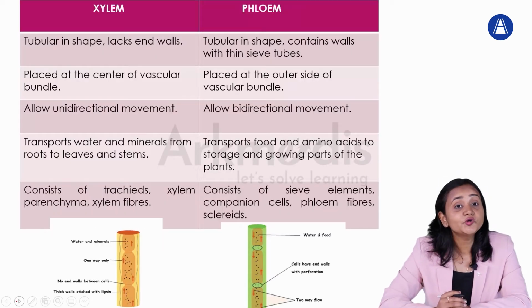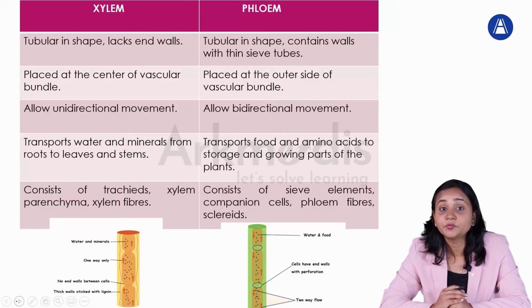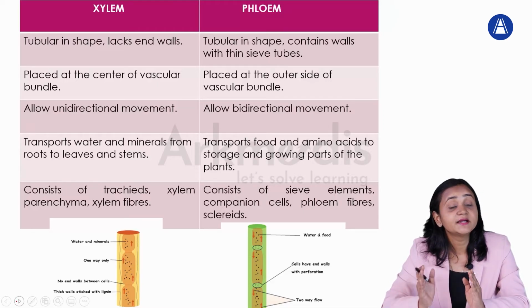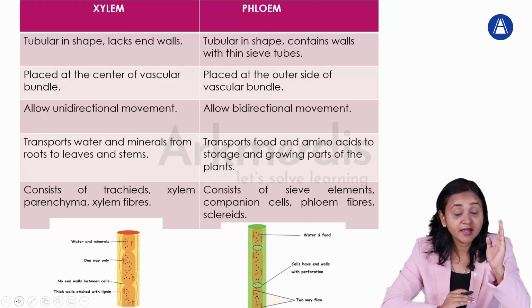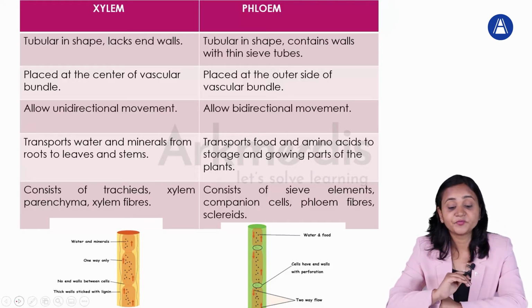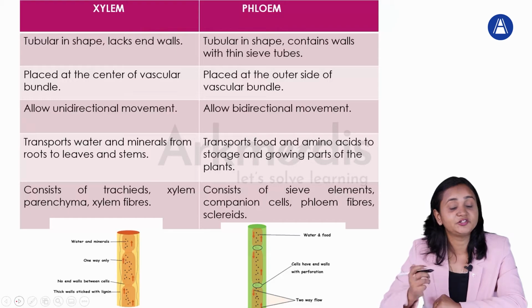Now, we have two main types of conducting vessels required for the transport of food and water inside the plants. These are called the xylem and the phloem vessels. We will be looking at the differences between the xylem and phloem in their structures and functions as well.